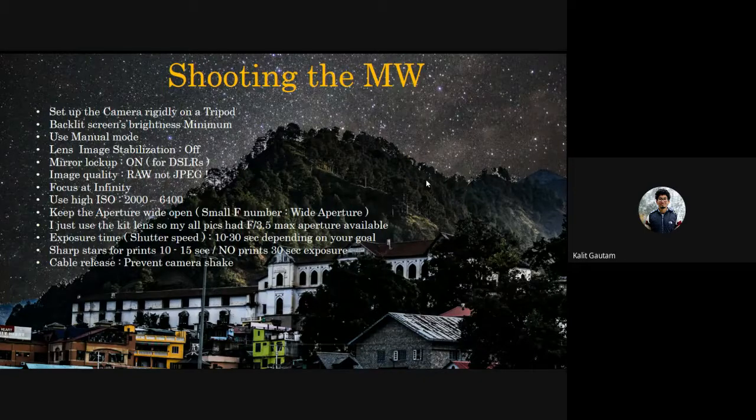Last is the cable release. You have to use the cable release during Milky Way photography, as I told earlier, to prevent camera shake, because while clicking the shutter button, it introduces some camera shake. It gets quite bad quickly.